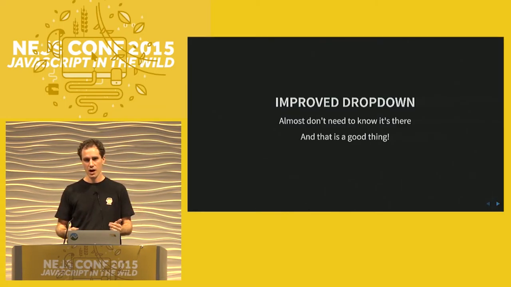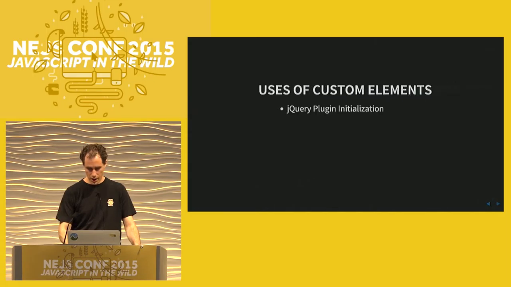But if I do, the other nice thing about this is I can still go in and grab that semantic element and call dot dropdown on it. It's underneath the covers. It's still a semantic UI thing. So if I need extra functionality that I don't want to build into that element, I can do that right there. Okay, so use of custom elements.